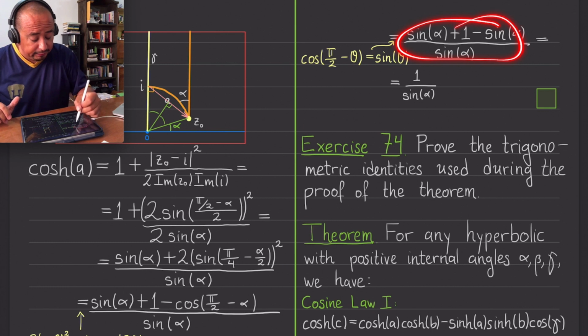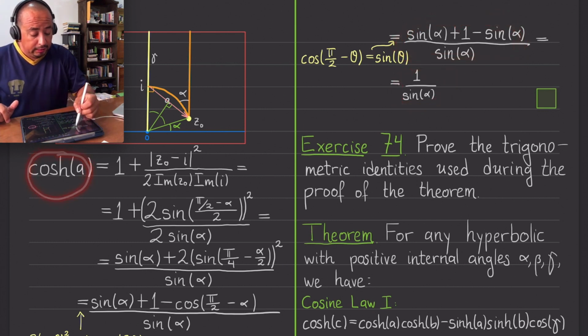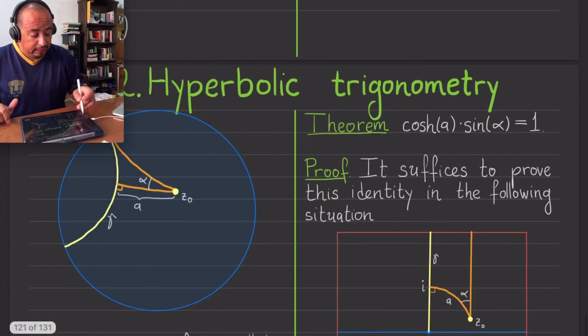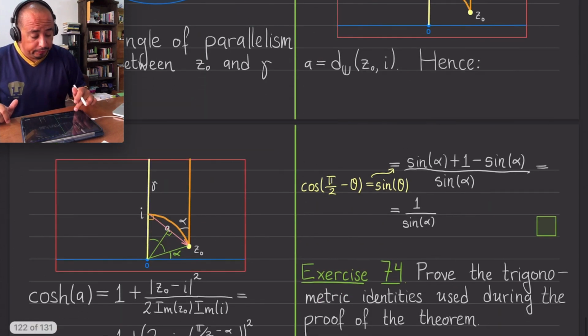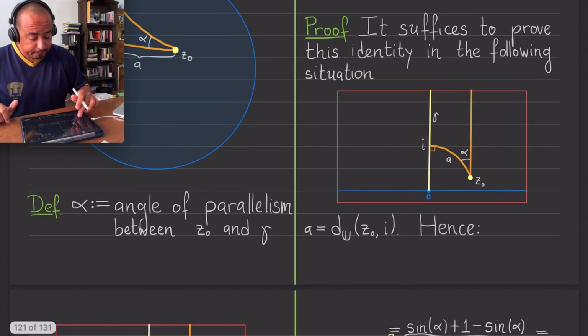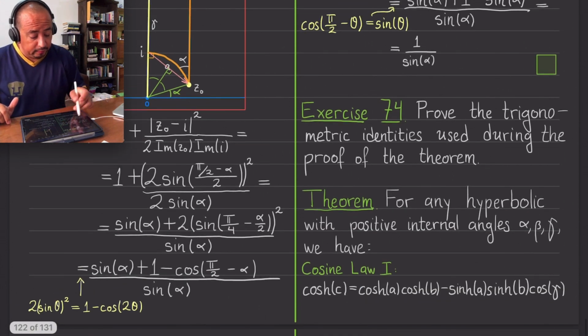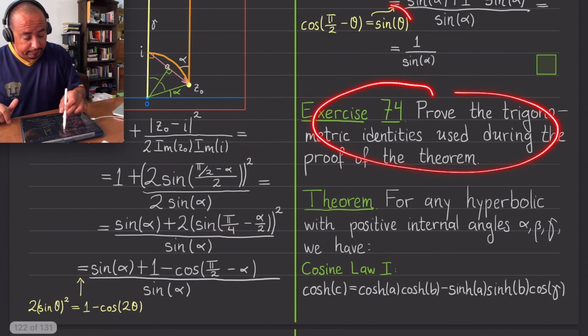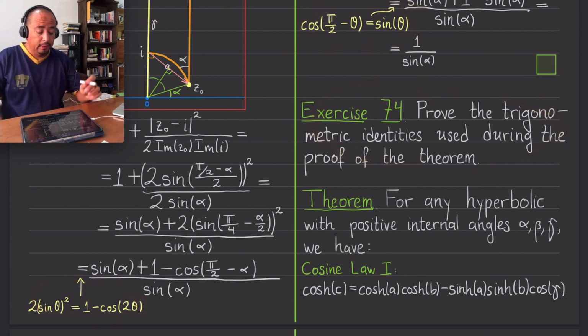Then this gives me 1 over alpha. So this hyperbolic cosine is 1 over the sine of alpha, which is precisely this identity. So that proves this very beautiful theorem. Exercise: prove the 2 trigonometric identities used. One is easier to prove than the other.